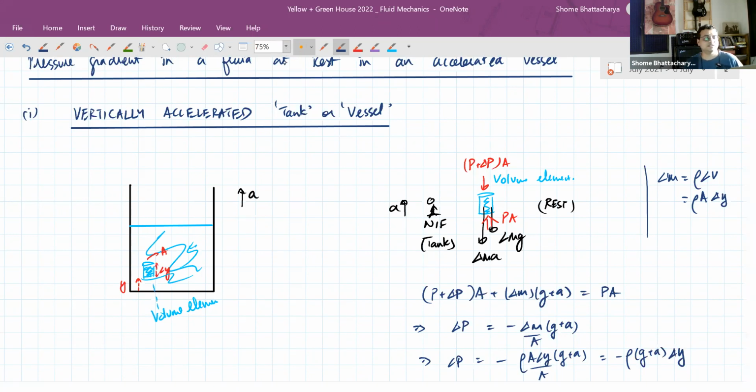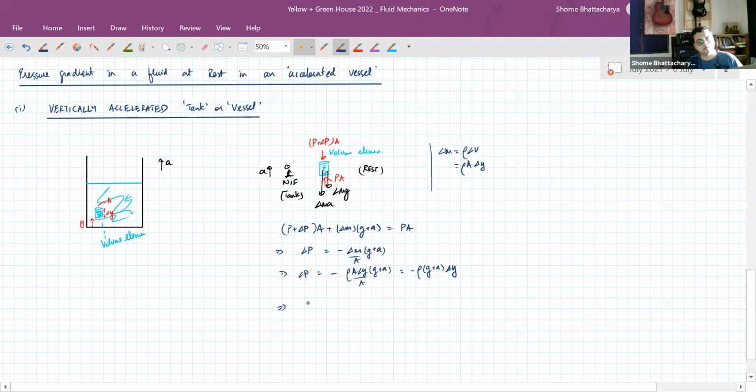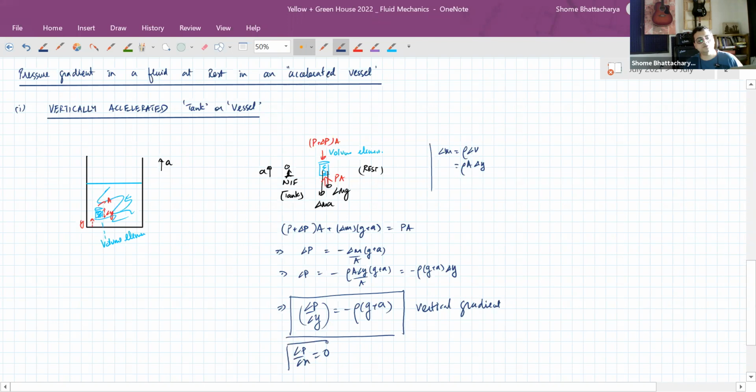So our vertical pressure gradient's value has changed because of the pseudo force acting. It has changed from only rho g to rho of (g plus a). So this is our vertical gradient. And our horizontal gradient will still be zero. We don't need to make another FBD to prove that. So this happens when our tank is vertically accelerated. So just make a note of this.